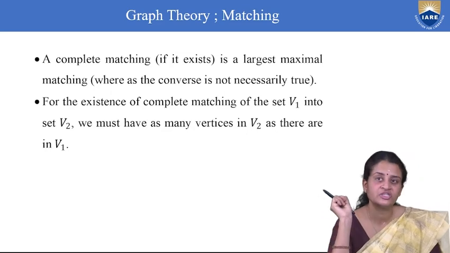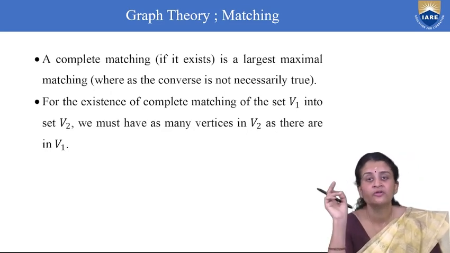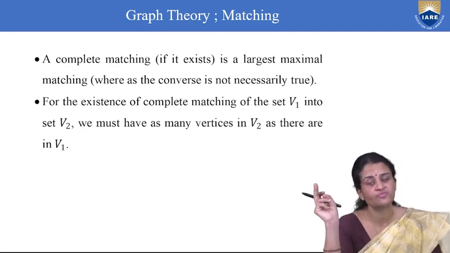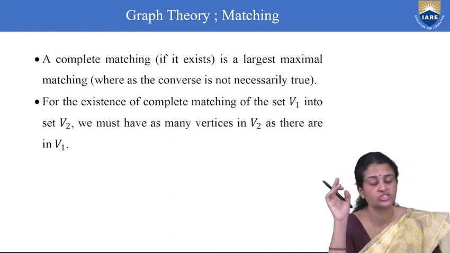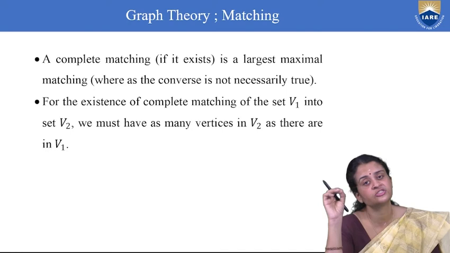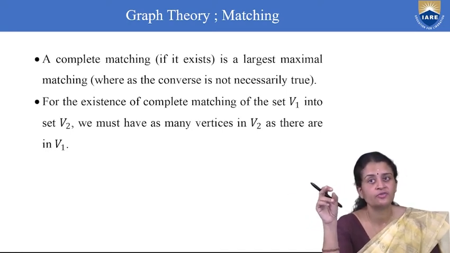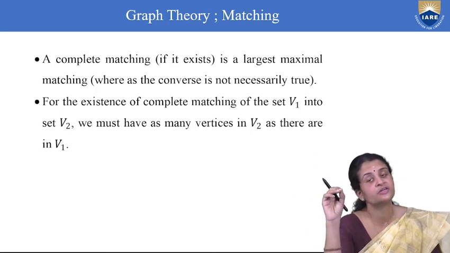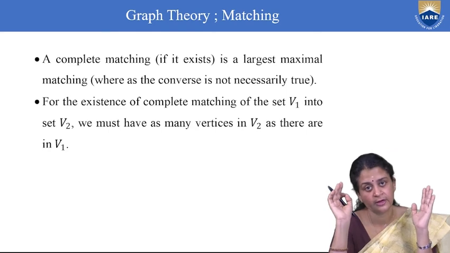A complete matching may not exist in every graph. If a complete matching exists, it is the largest maximal matching. But if a largest maximal matching exists, it does not mean that a complete matching exists. For a complete matching of a set V1 into V2, we must have at least as many vertices in V2 as in V1. Okay.